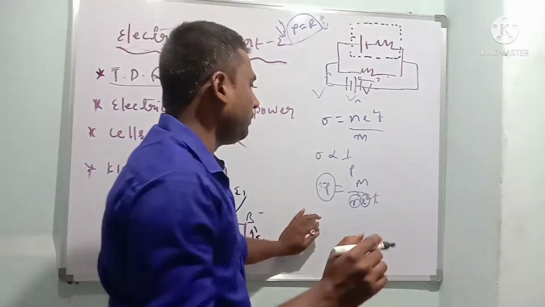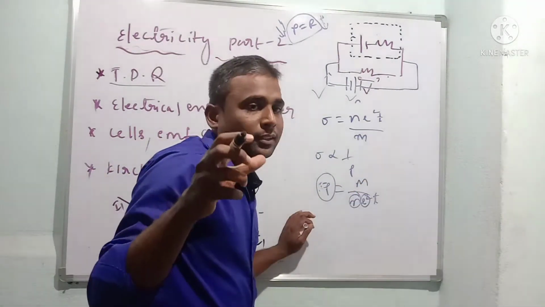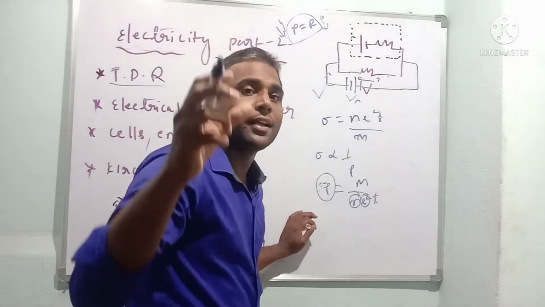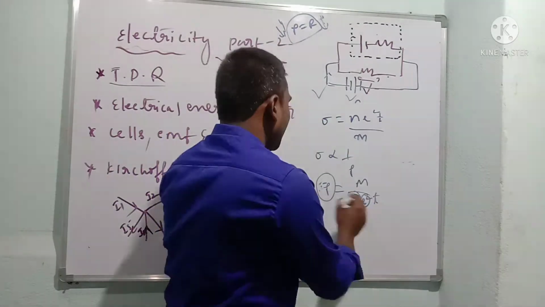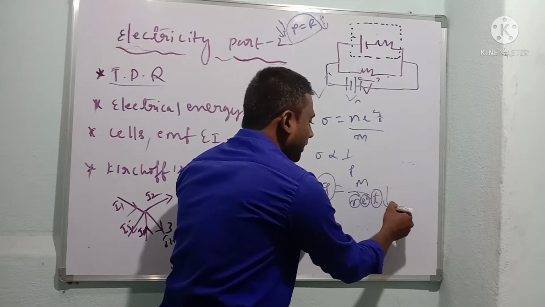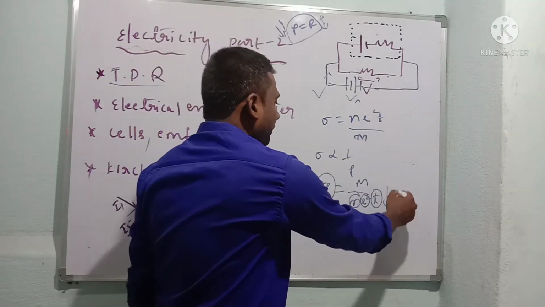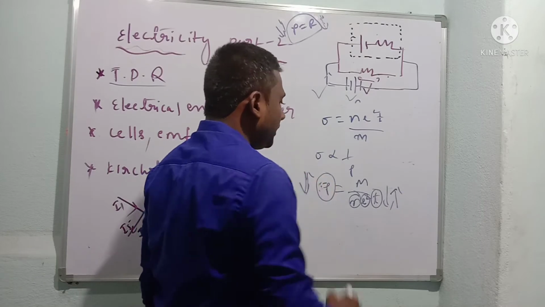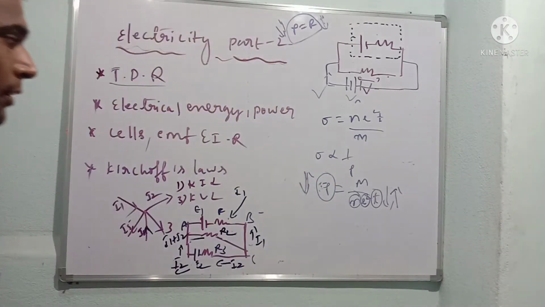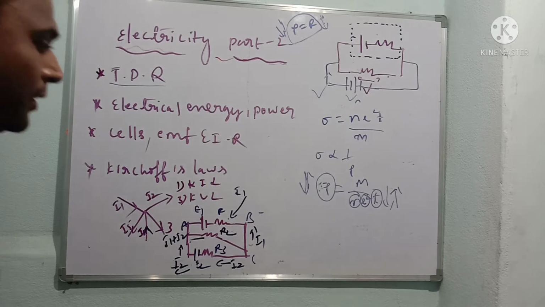Very important: the average time between two successive collisions of the electrons is called the relaxation time. Here, if the relaxation time decreases, resistivity will increase. If this time increases, resistivity will decrease. Please note it down, children.